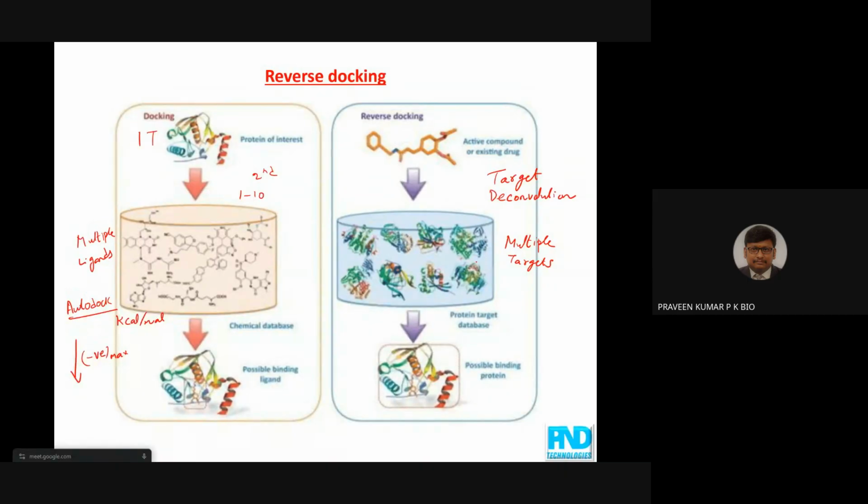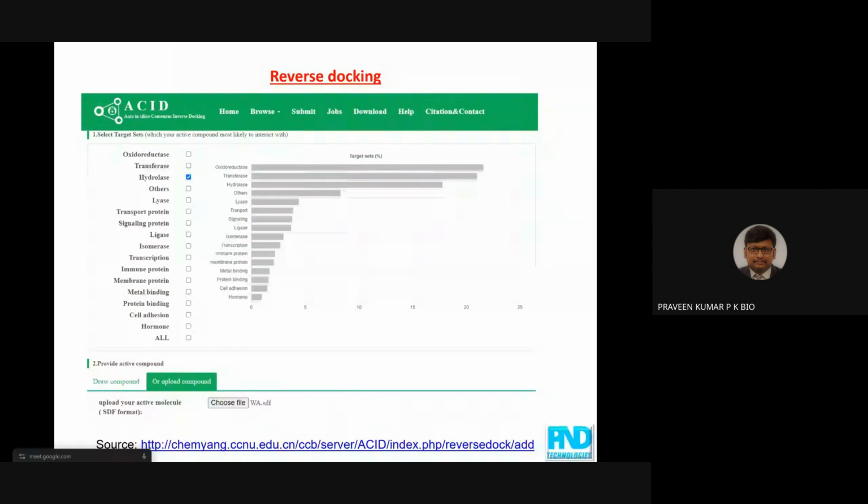But obviously we need a best kind of protein. For a particular disease, we rely on one particular target of that disease. So we check which compound is binding perfectly to that particular target in reverse docking. This is a kind of target deconvolution approach.